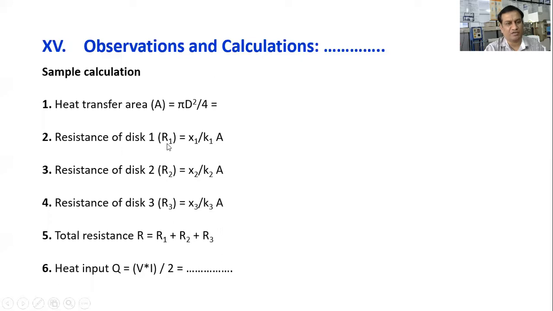That is why the formula becomes R1 is equal to X1 upon K1A, R2 is equal to X2 upon K2A, R3 is equal to X3 upon K3A. Now on the basis of this R1, R2 and R3, again we can calculate the total thermal resistance, that is R is equal to R1 plus R2 plus R3, right? Now after calculating this total resistance, we can calculate the Q value depending on your setup. If it is only one composite wall, then it is only V into I. If two composite walls are there, then this Q becomes V into I divided by 2, right?